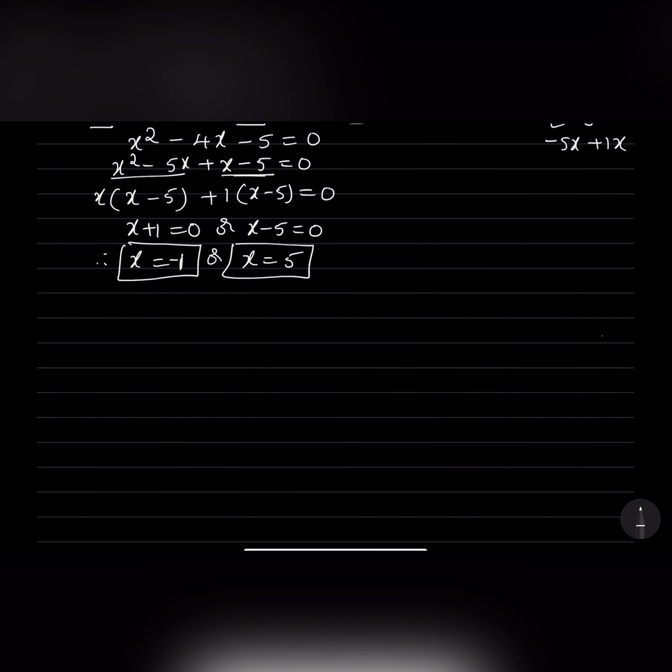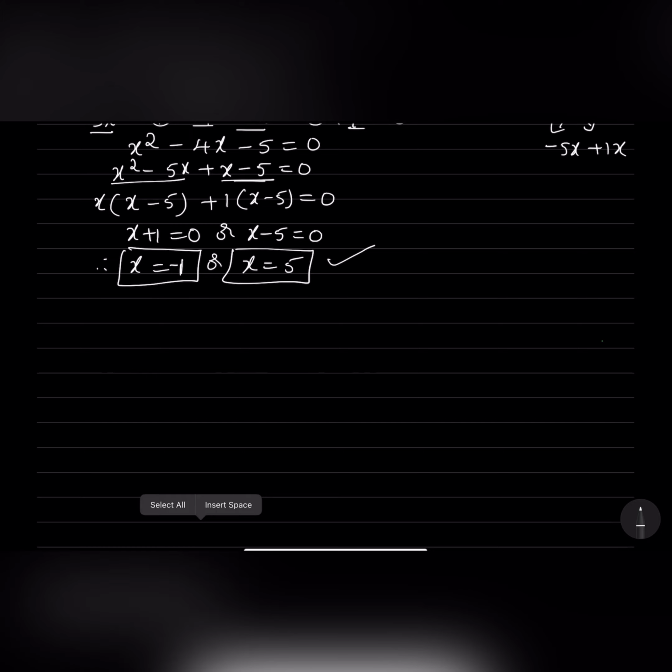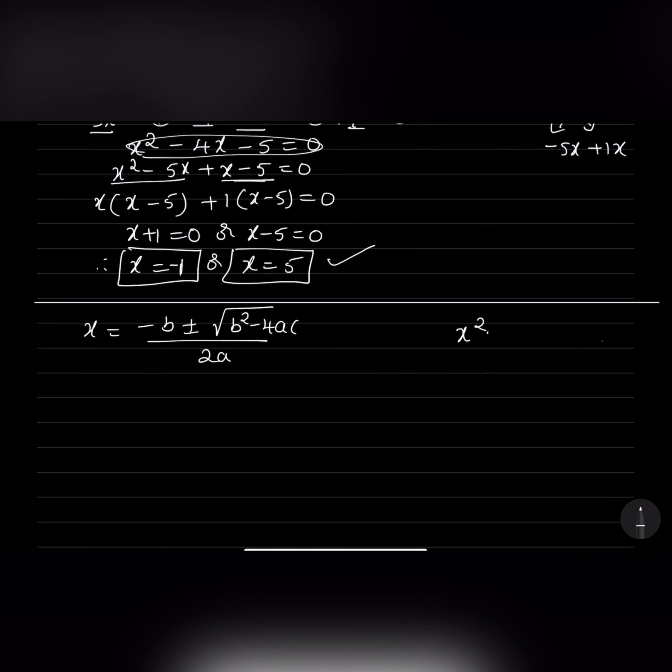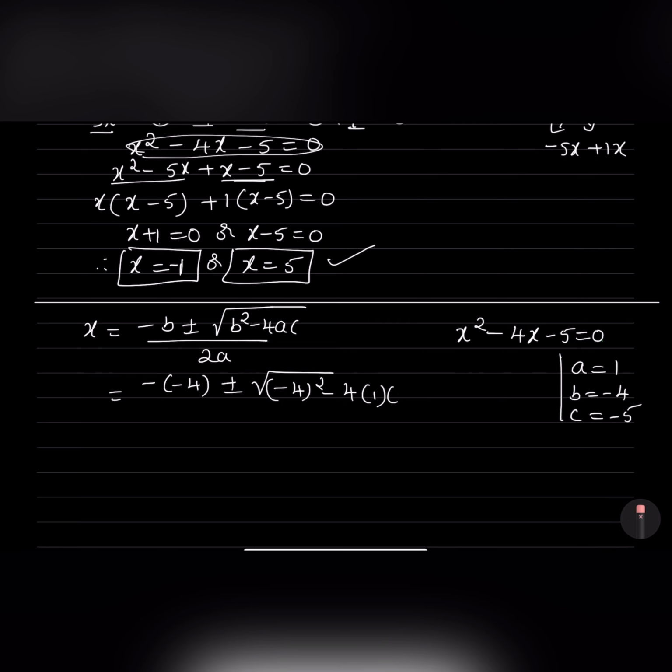So this is from the first method we have got it, and let us see whether we are getting the same thing from the formula. x is equal to minus b plus or minus square root of b² - 4ac divided by 2a. And we have the equation. Equation is x² - 4x - 5 equal to 0, wherein a is 1, b is minus 4, c is minus 5. Let us substitute them here. We get minus of minus 4 plus or minus square root of b² is (-4)² minus 4 into 1 into minus 5. It is minus 5. So minus 5 divided by 2 into 1.